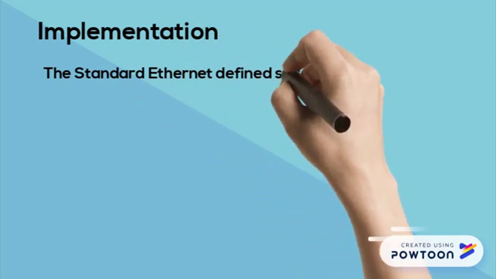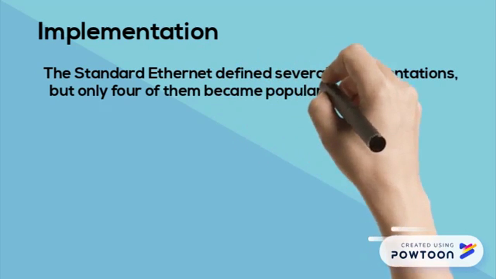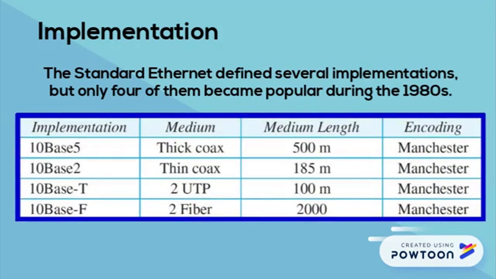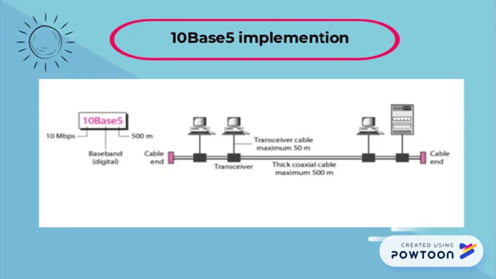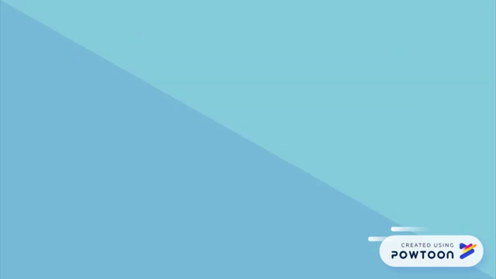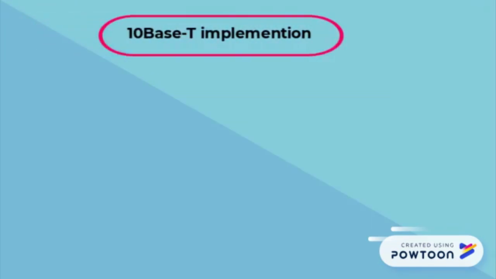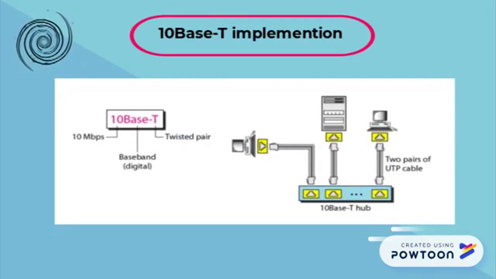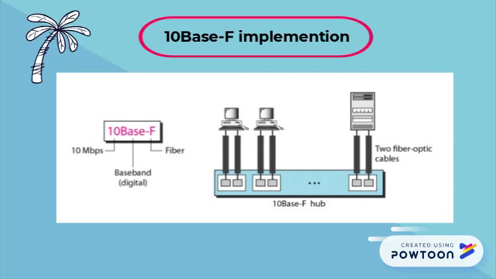Implementation. The standard Ethernet defines several implementations, but only 4 of them became popular during the 1980s. 10Base5 implementation. 10Base2 implementation. 10Base-T implementation. 10Base-F implementation.